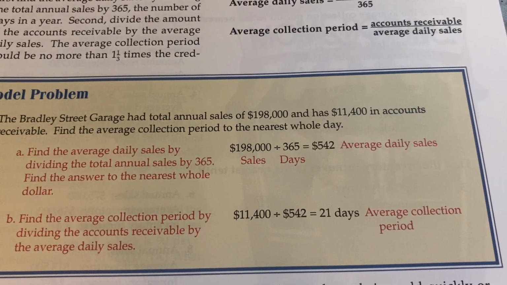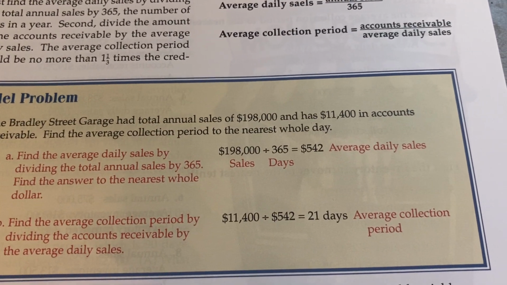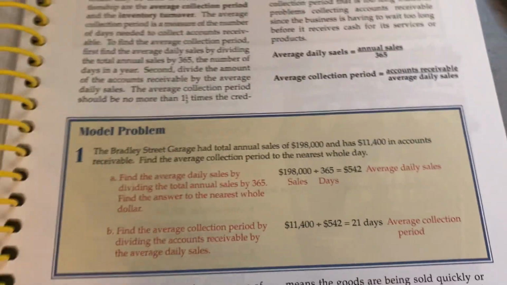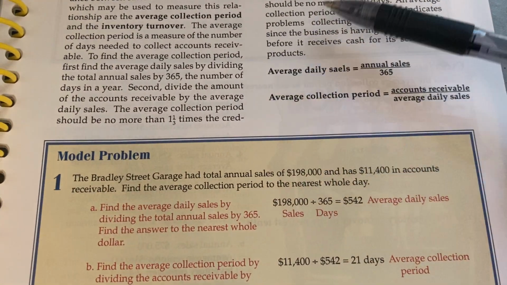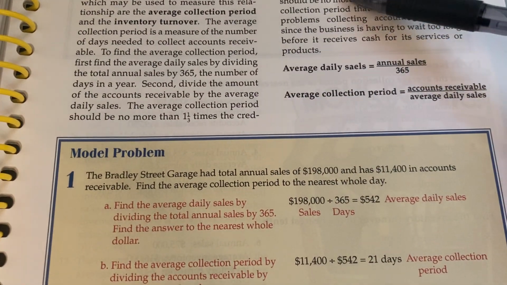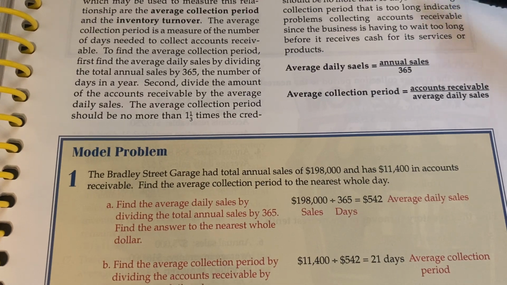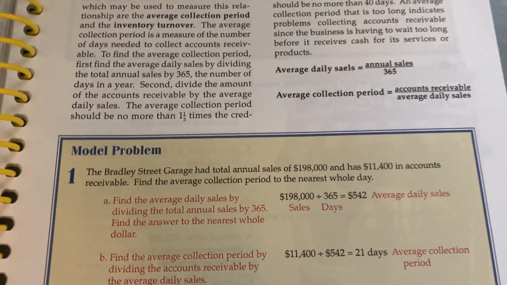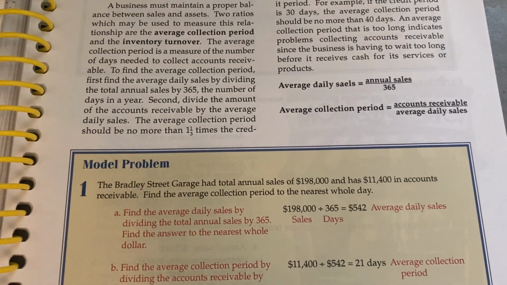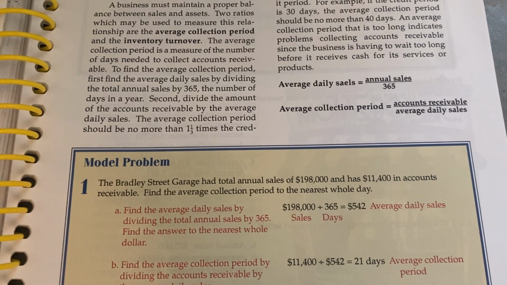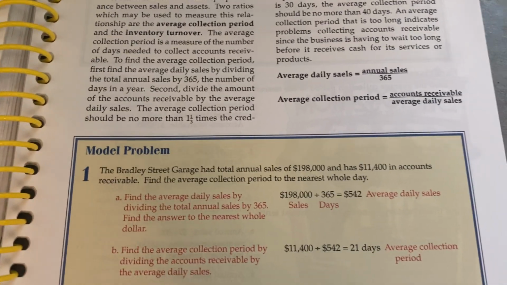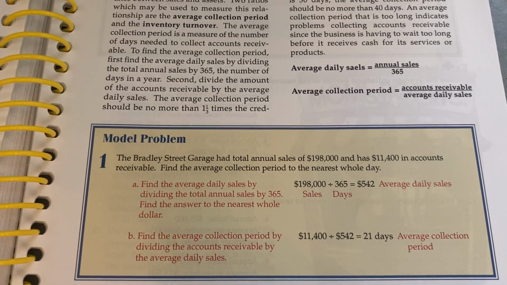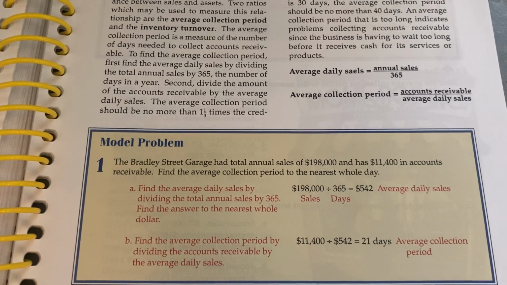That's pretty good, because the average collection period should be no more than 1 1/3 times the credit period. For example, if the credit period is 30 days, the average collection period should be no more than 40 days. So if people are paying you after 40 days, then your collection period is too long, right? It's just how long it takes to get your money for your services. So that's the average daily sales related to the average collection period.